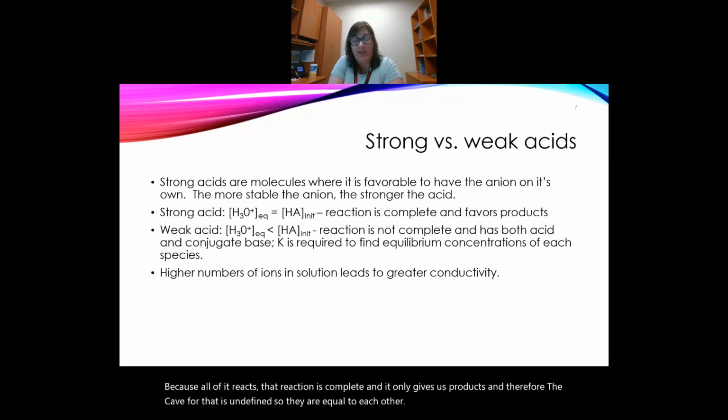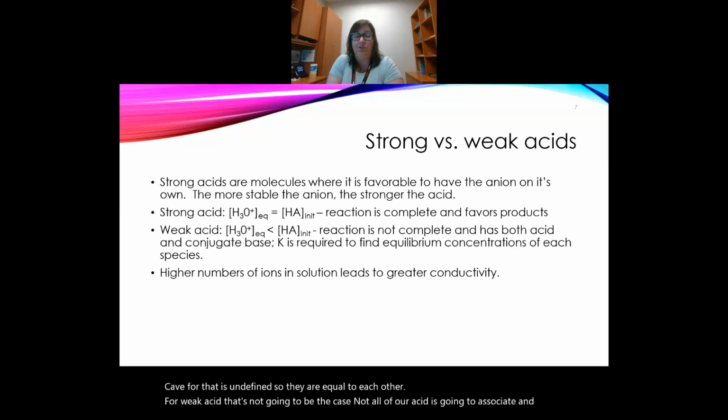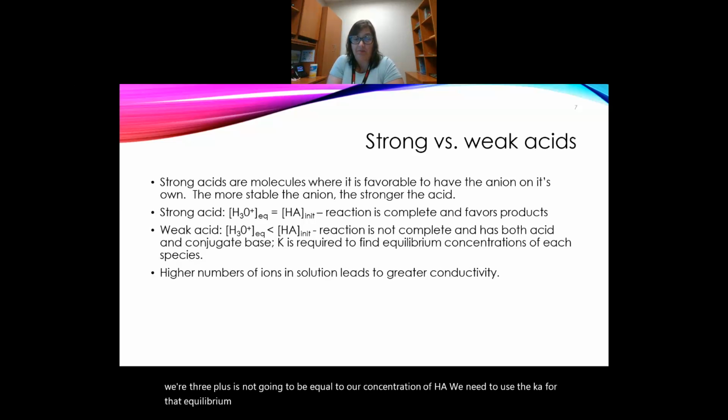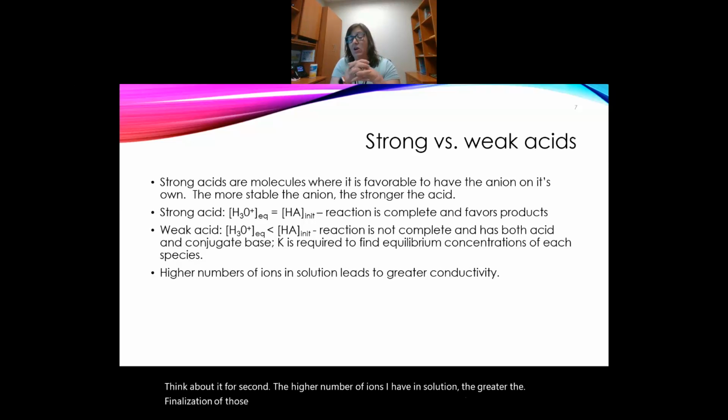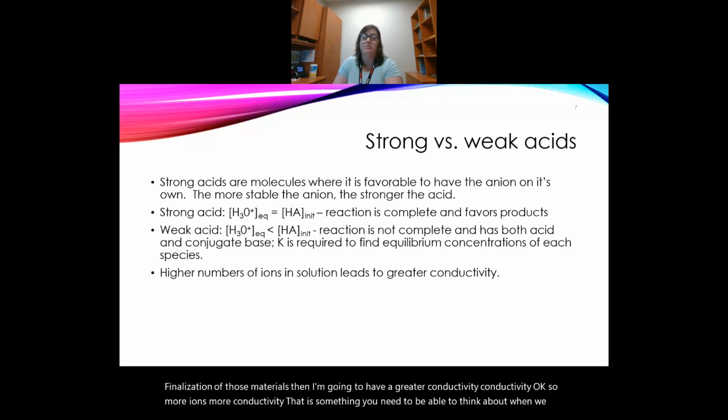For a weak acid, that's not going to be the case. Not all of our acid is going to dissociate, and so our H3O plus is not going to be equal to our concentration of HA. We need to use the Ka for that equilibrium to determine what that concentration is going to be. Now, think about it for a second. The higher number of ions I have in solution, the greater the ionization of those materials, then I'm going to have greater conductivity. Okay, so more ions, more conductivity. That is something that you need to be able to think about when we start talking about some of these complex equilibria.